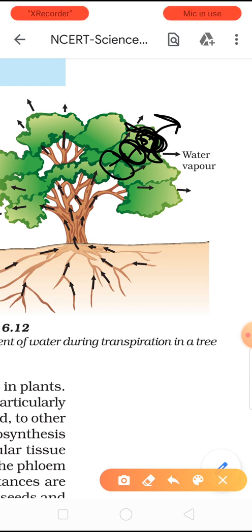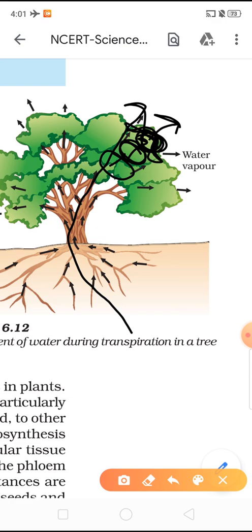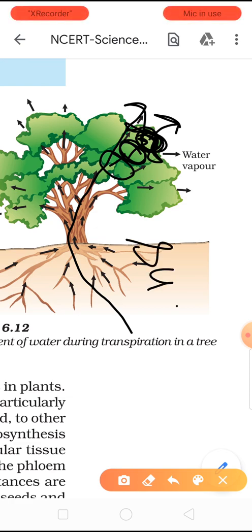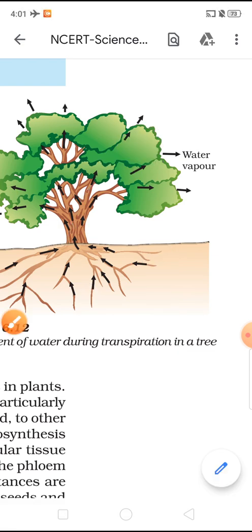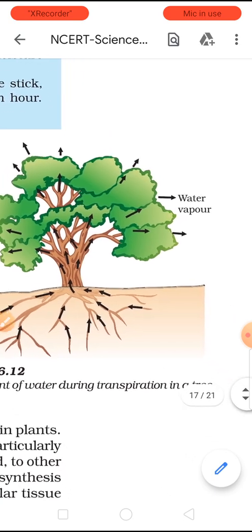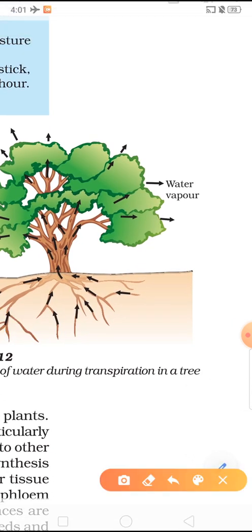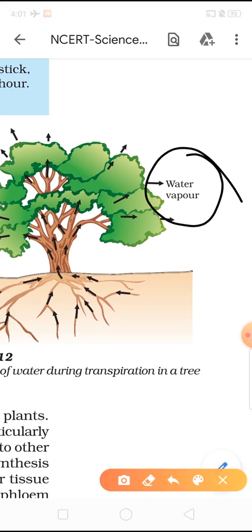So what is happening here is that a suction is created which allows the water to move in the upward direction. This is the suction which helps the water to move upward. And why is this suction happening? This suction is happening because of water vapor movement from the stomata.